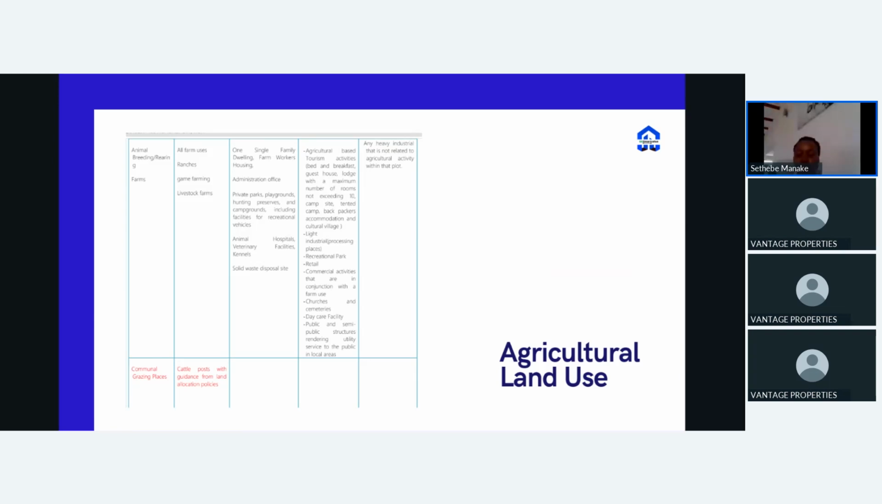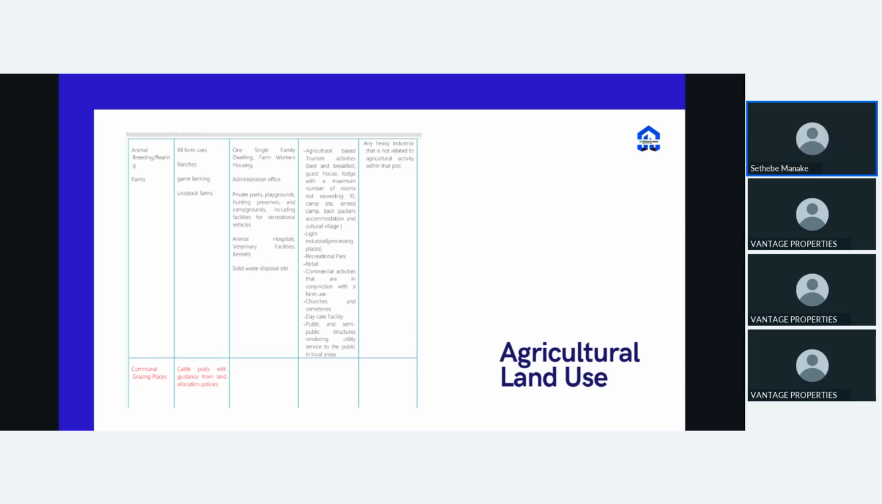Go di cattle posting, go mmarakeng. Those ones have specific allocation policies that you have to follow in terms of what you can build and what you can't build, depending on the particular location. So you can do that.